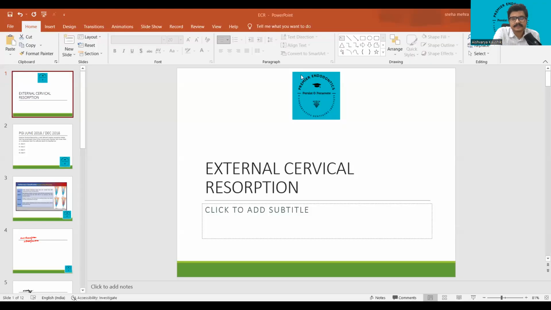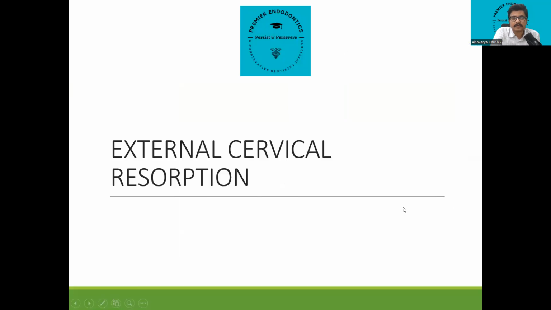Okay, so I'll be sharing the screen now. External cervical resorption. Screen sharing, I'll put it on the big screen mode. Yeah, I think we are ready to go.